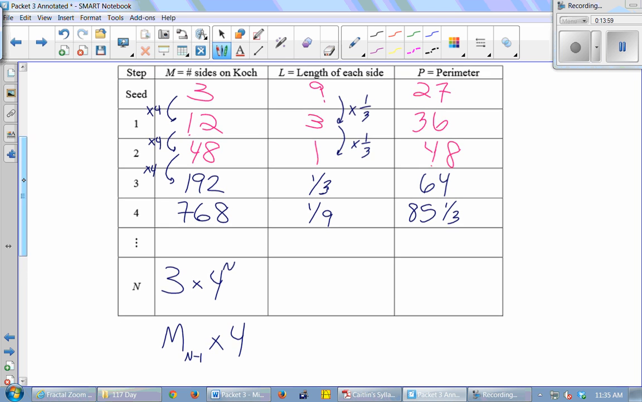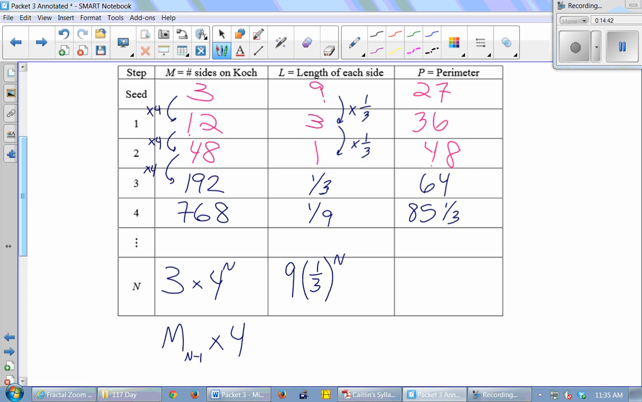All right, let's look at L, the length of each side. Recursive or explicit, whichever one you want. Give me a formula. Three. You're close. So you're saying 9 times 1/3. Where do I put the n? In the exponent. Yeah. The way you were saying it, it sounded like multiplication. I think you knew what you were saying, but it just was a little bit off.